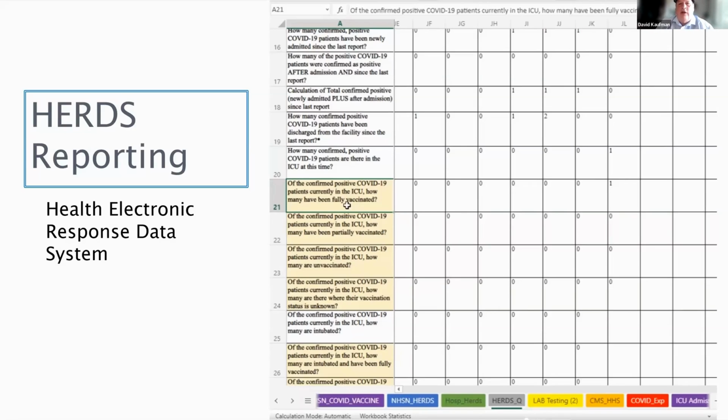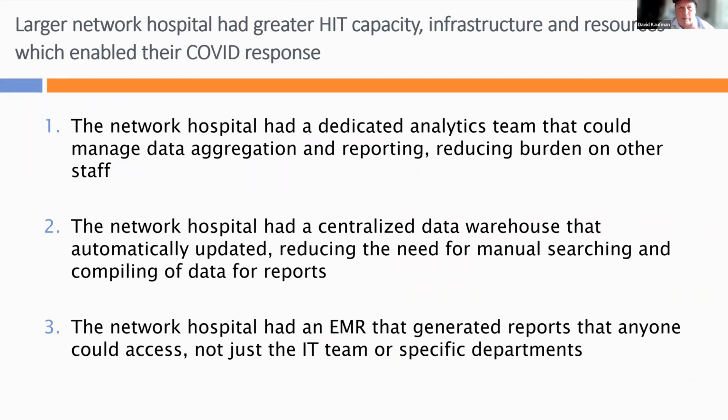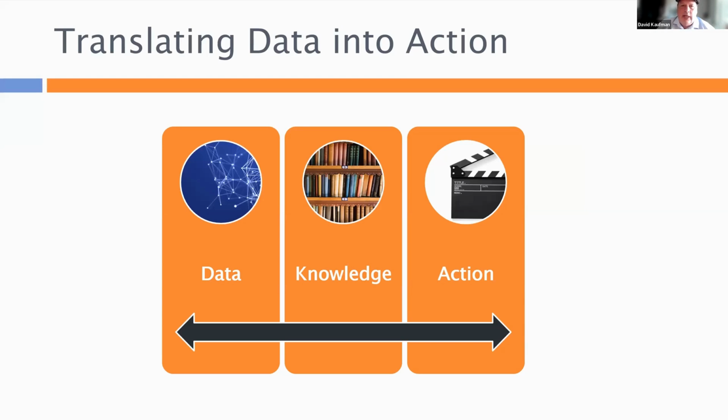This is very different from a Columbia Presbyterian Hospital, New York Presbyterian Hospital, which has a dedicated staff of 50 people working in data analytics. And they have much more evolved and sophisticated systems and so forth. They also have a centralized data warehouse, automatically updated, reduces the need for manual searching. They had EMR that generated reports that anyone could access, not just the IT team or specific departments. That's an important point of data analytics.